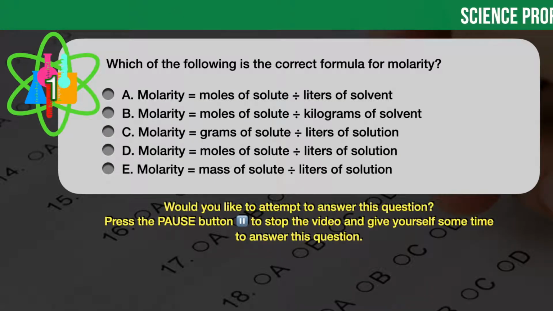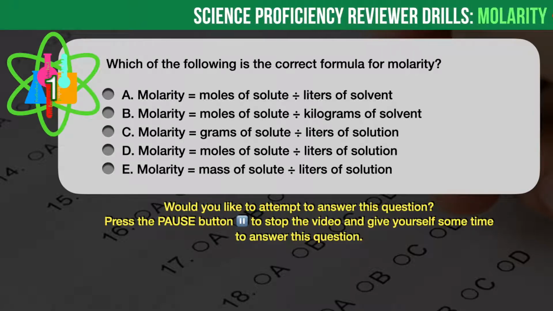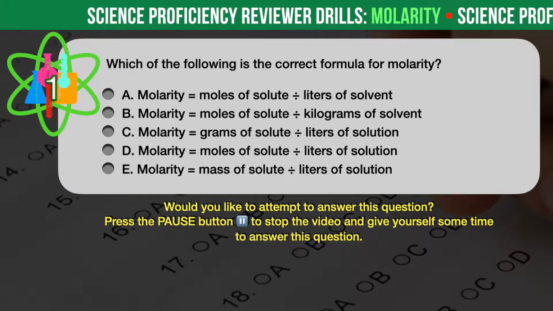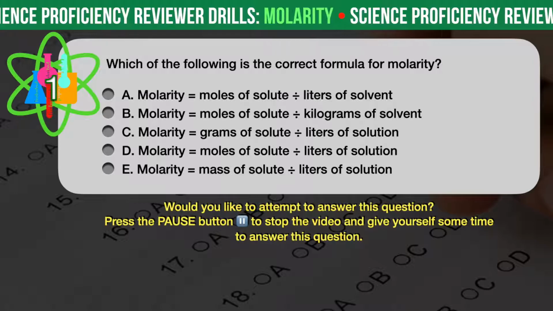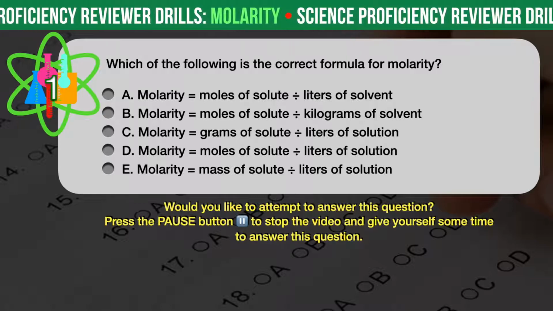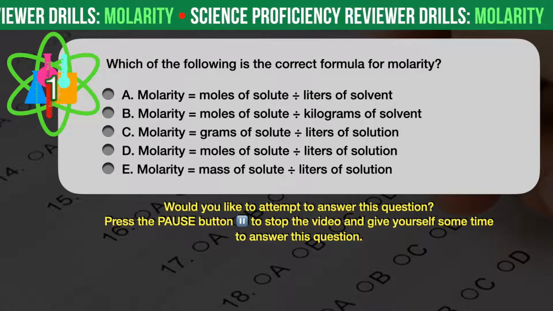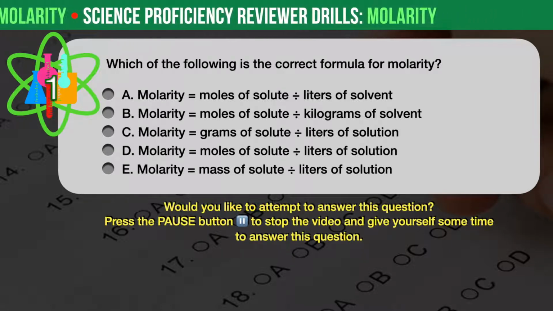Drill question number 1. Which of the following is the correct formula for molarity? A. Molarity is equal to the moles of solute divided by liters of solvent. B. Molarity is equal to the moles of solute divided by kilograms of solvent. C. Molarity is equal to the grams of solute divided by liters of solution. D. Molarity is equal to the moles of solute divided by liters of solution. E. Molarity is equal to the mass of solute divided by liters of solution.